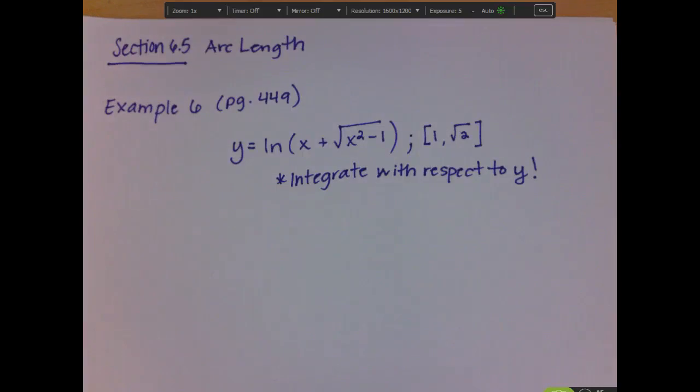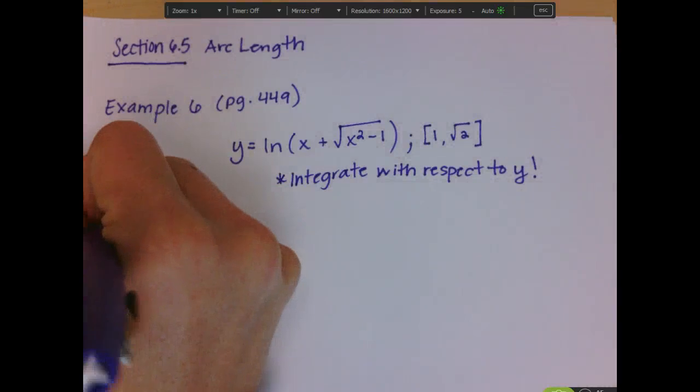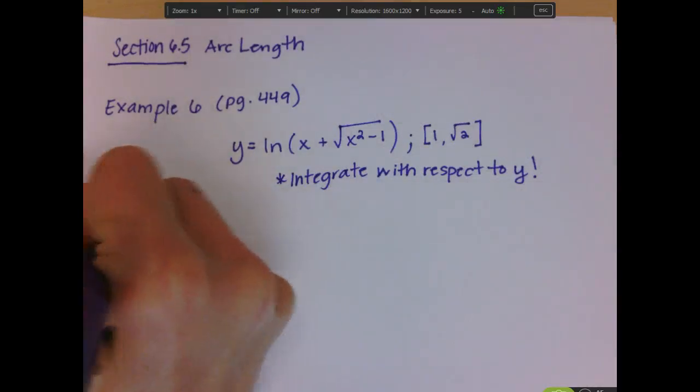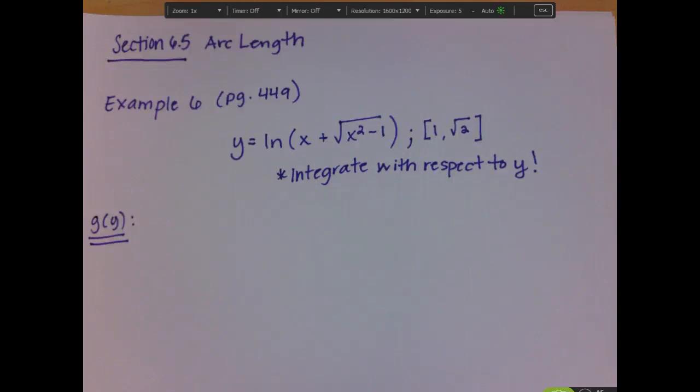So we're starting off with this example of a natural log function, and we're given an interval from a to b, and it tells us that we want to integrate with respect to y in order to find the arc length here. So one of the first things that I have to do is write a function g of y, or in other words, take the given function and solve it for x, write it in terms of y. So again, starting right off the bat, I feel like the algebra is not necessarily obvious here.